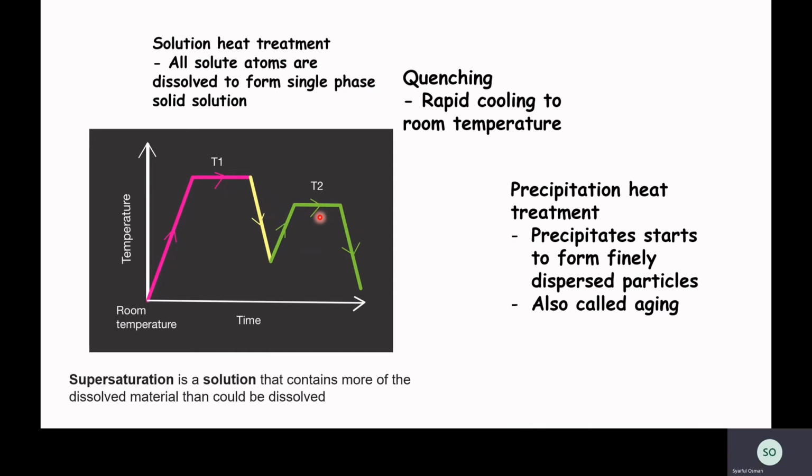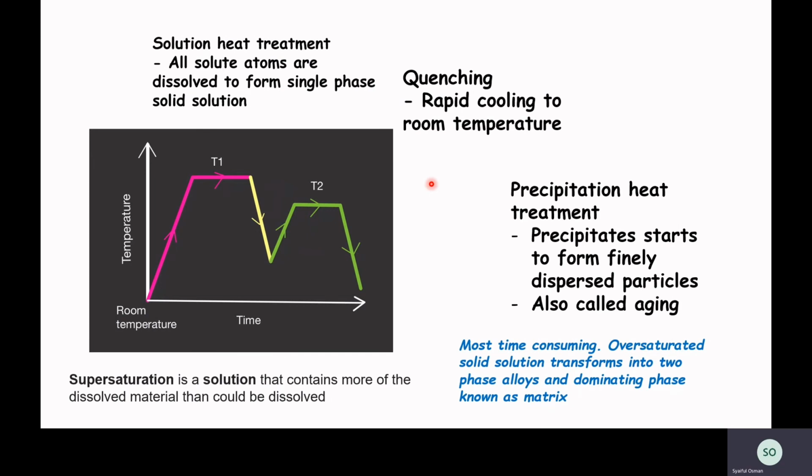The solution is heated to an intermediate temperature. For example, for stainless steel it is between 400 degrees Celsius and 500 degrees Celsius. And here the part is held at a constant heat. The exact aging temperature depends on the composition of the material. The supersaturated solid solution will transform into a two-phase alloy, and the dominating phase is also known as the matrix.